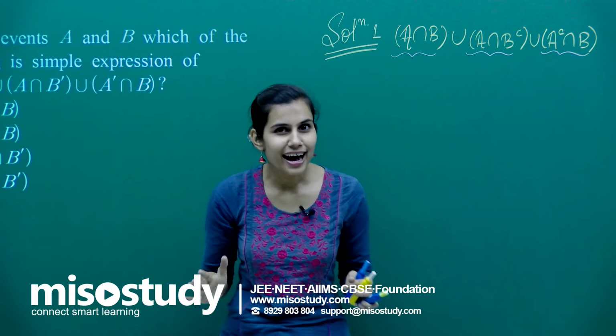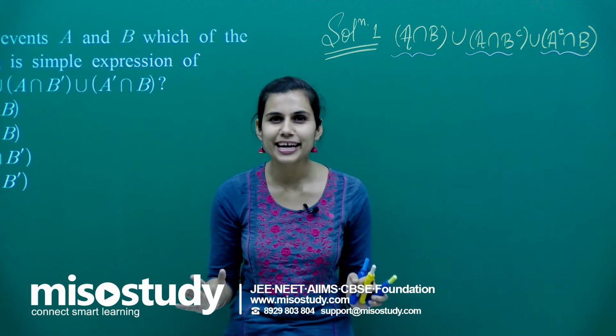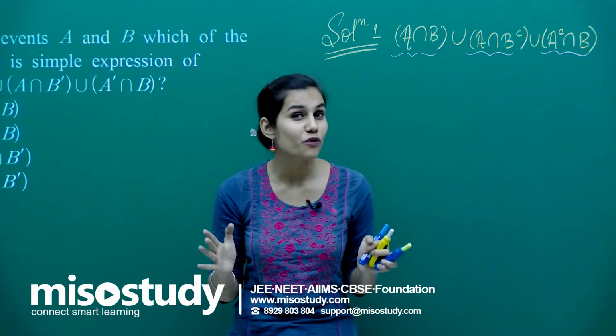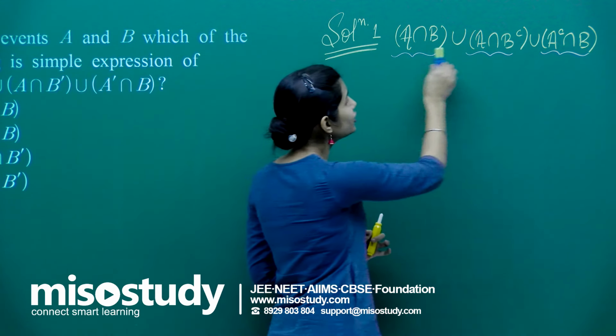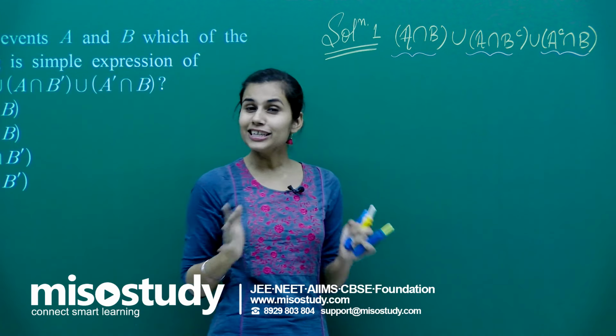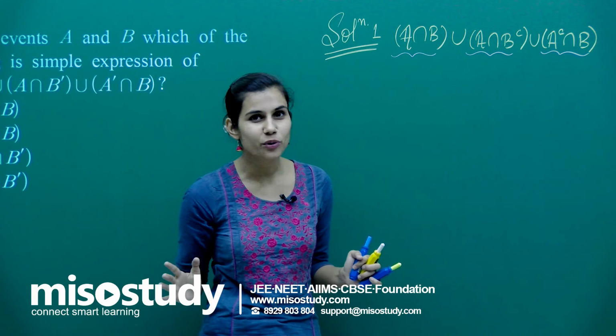The very fine, refined and easy way to understand this is through Venn diagrams. Let us try and draw Venn diagrams for each of these cases, and then eventually we are going to get what we want.